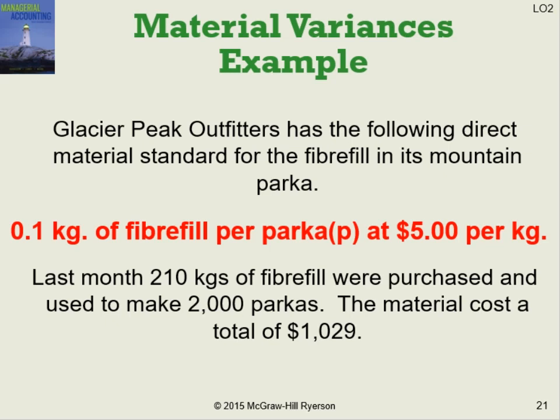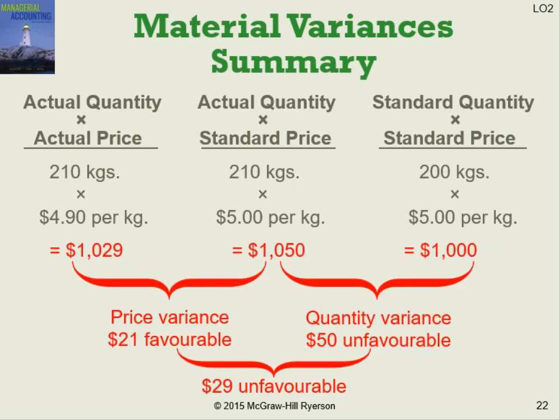So we can use this information to determine the variance analysis. We have $1,029 as the actual quantity times the actual price. We know that the actual quantity was 210 kilograms, so from that we can determine that the actual price was $4.90 per kilogram. We often have to back our way into determining what the actual price is. The standard price is $5 per kilogram. Those 210 kilograms should have cost us $1,050. We paid $1,029, which means we paid a little bit less than we expected to, and that's a $21 favorable variance because we spent less than we expected.